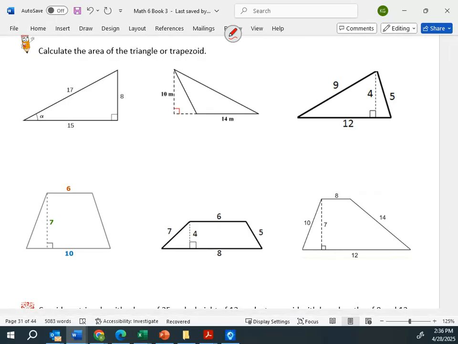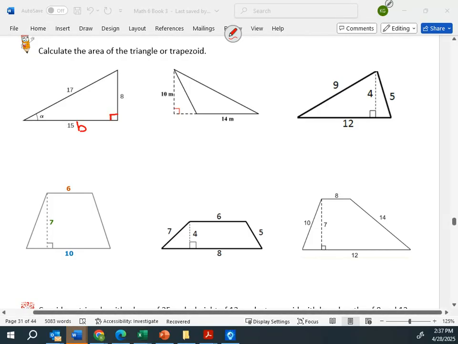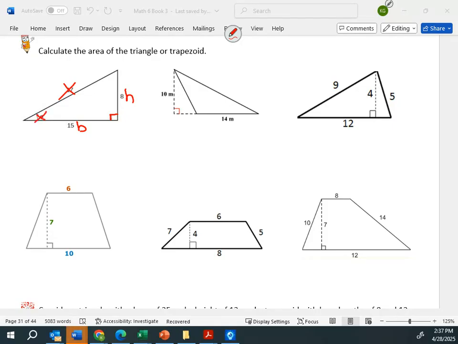So if we look at our first triangle, I know my base is on the bottom. I know my height is where I see the right angle. So this is my height. This is extra information. Don't need it. This is extra information. Don't need it. Okay. Cross off what you don't need so you don't get distracted by it.